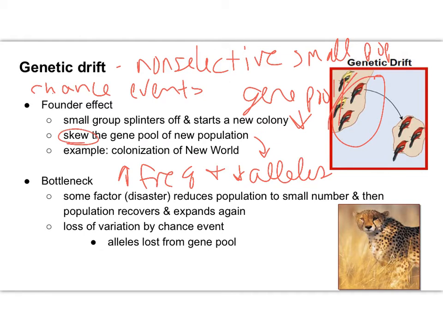This impacts humans, not just animals, right? Human populations that start from small groups of colonists. Okay? The colonization of the New World started that way.